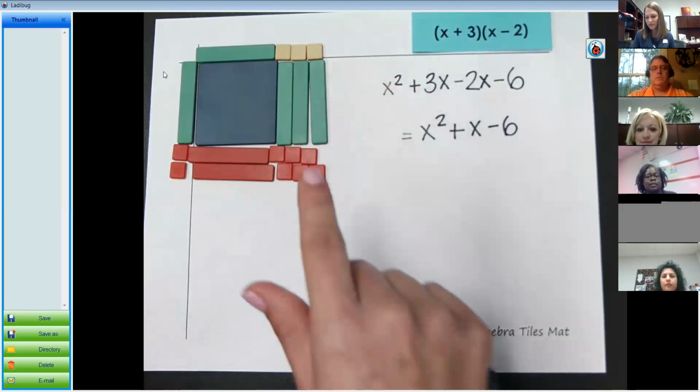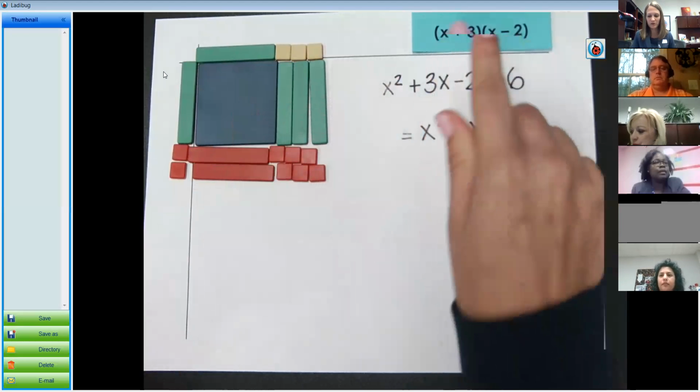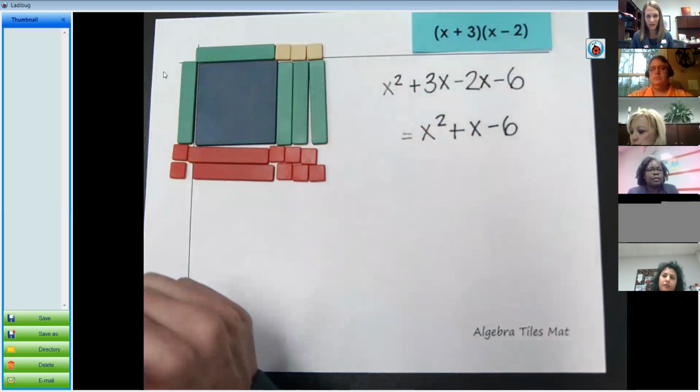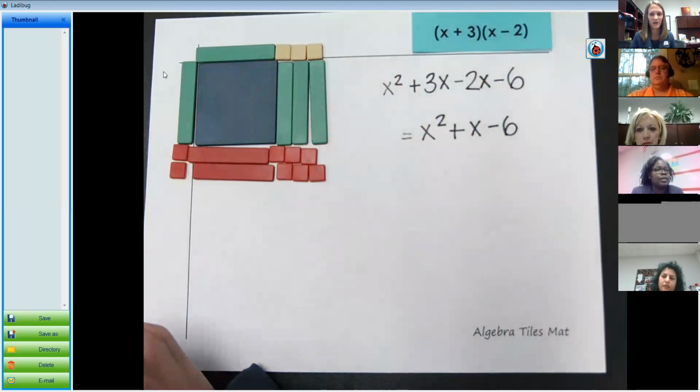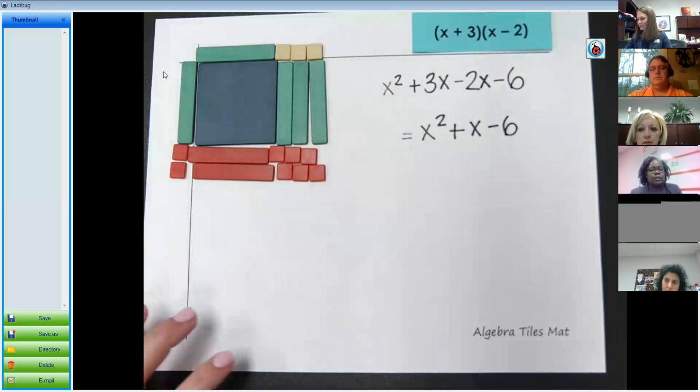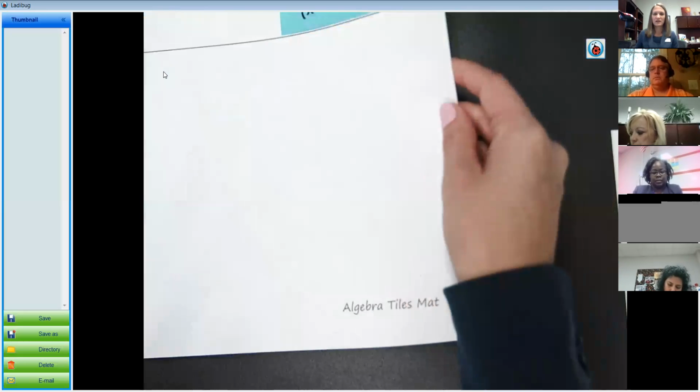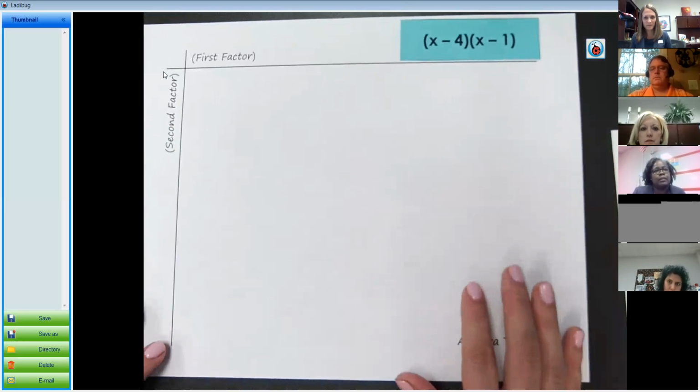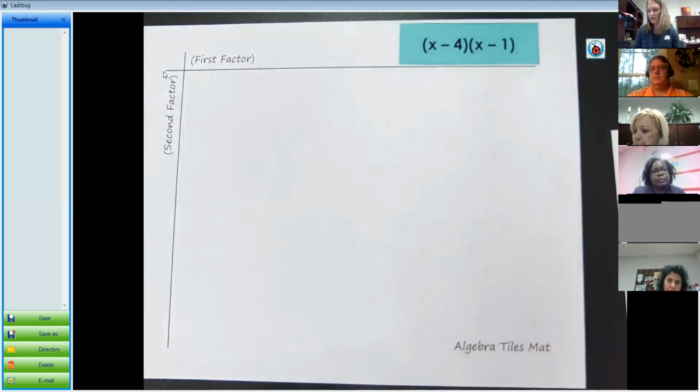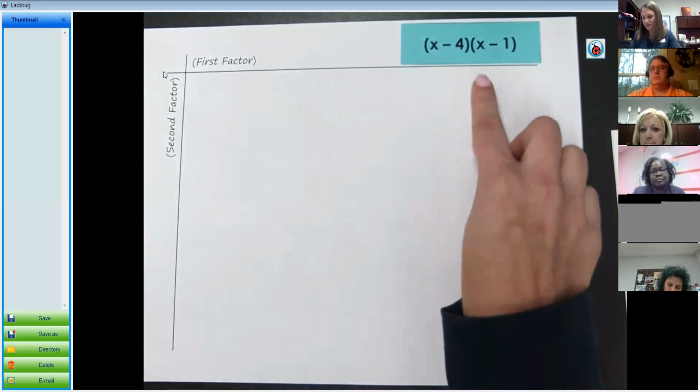Do we need one more example of just a binomial by a binomial with the tiles, or do we feel okay about that? Because if not, I'll shift, kind of, how do we go the next step? One more? Okay, so just a second. All right, so now we're looking at this example. So we've got the quantity x minus 4 times the quantity x minus 1.